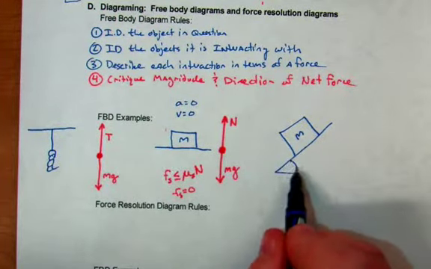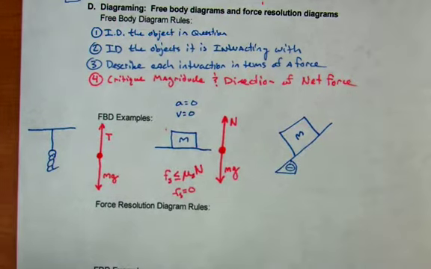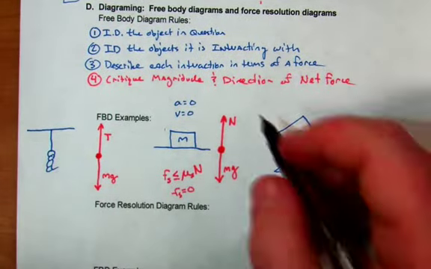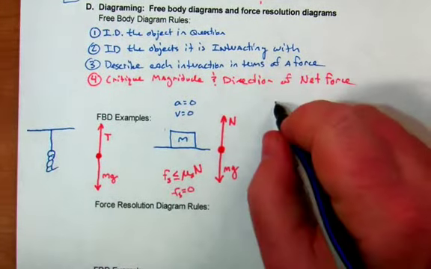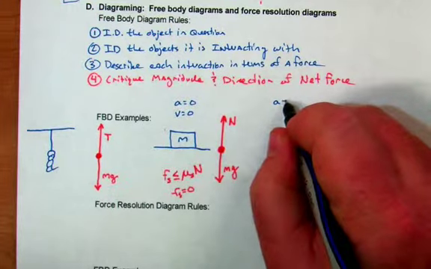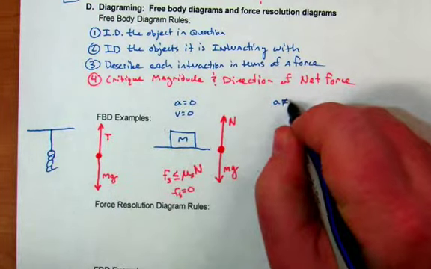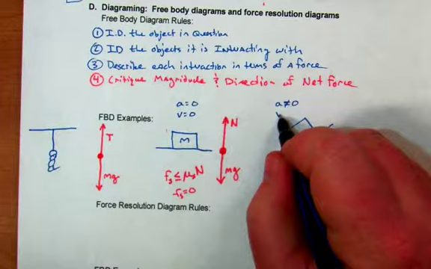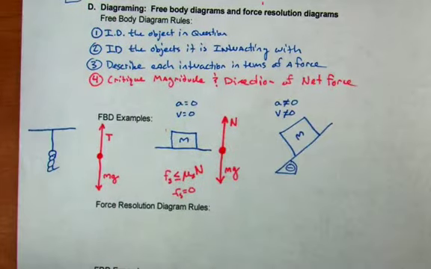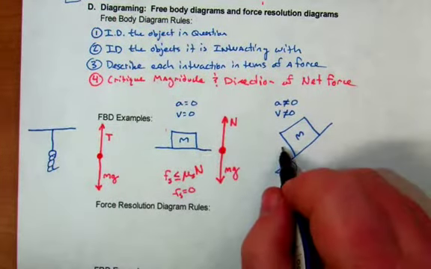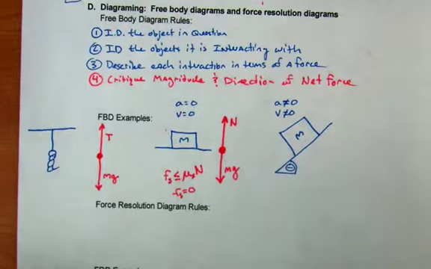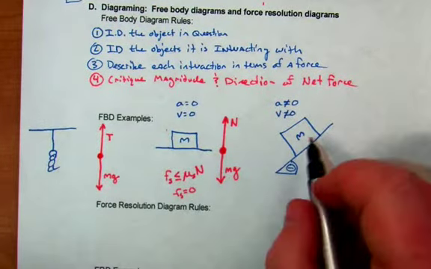Let's call this an angle theta. And let's say again, acceleration is not 0 and velocity is not 0. So it is sliding, and I'm not going to tell you which way it's sliding. Okay, so free body diagram.